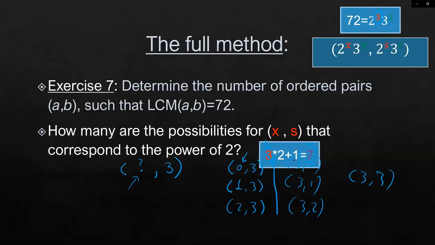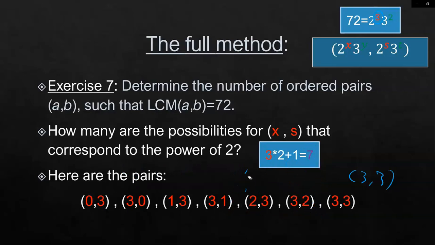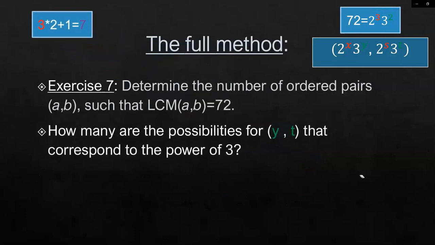So you see that we actually have 7 choices for x and s, and here you can see them. And if we can make 7 choices for those pairs, then with exactly the same idea, we can find the pairs for y and t. So what would be the possibilities for y and t this time? Be careful, because we have an exponent of 2 up there.